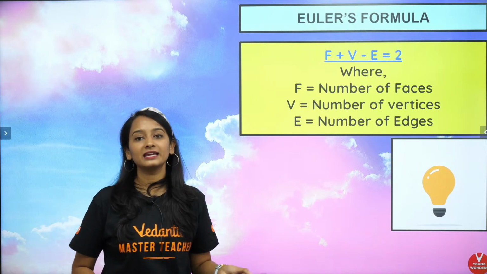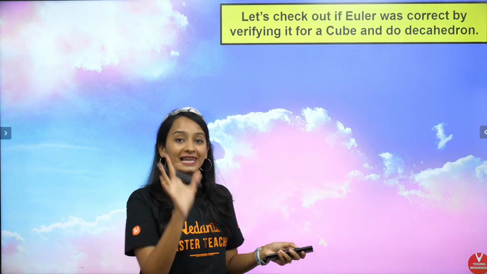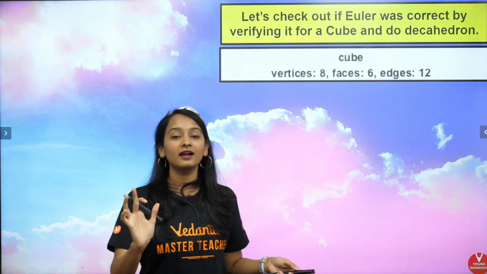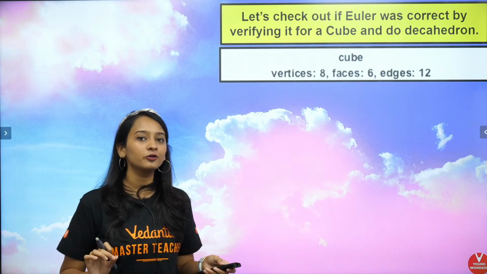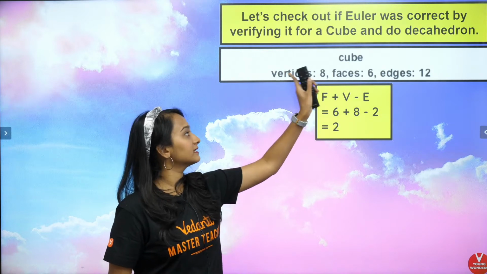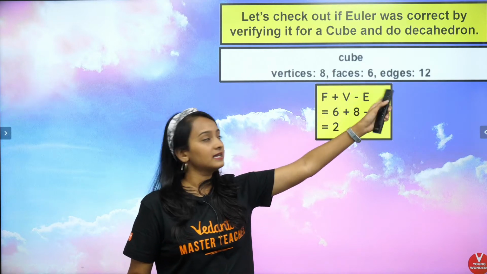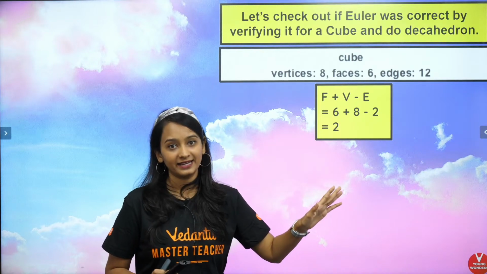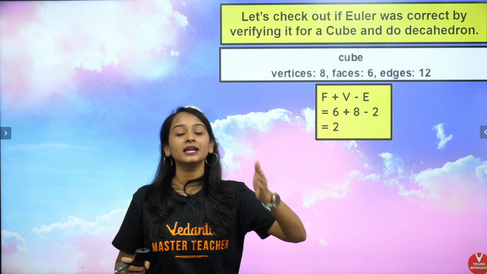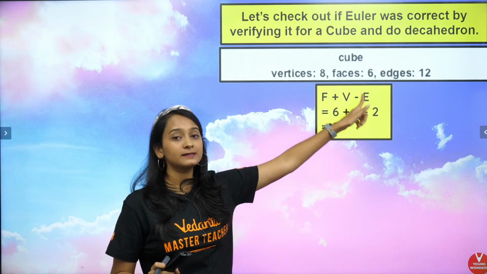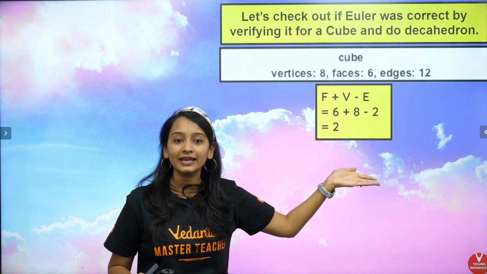So let us take an example of a cube. Let's check this Euler's formula for a cube and a dodecahedron. So what is a cube? It is a 3D version of a square, right? Number of vertices are 8, faces are 6, edges are 12. So first, what do we do? The left hand side. F plus V minus E is equal to 2. So faces plus vertices minus edges. You are getting a 2.